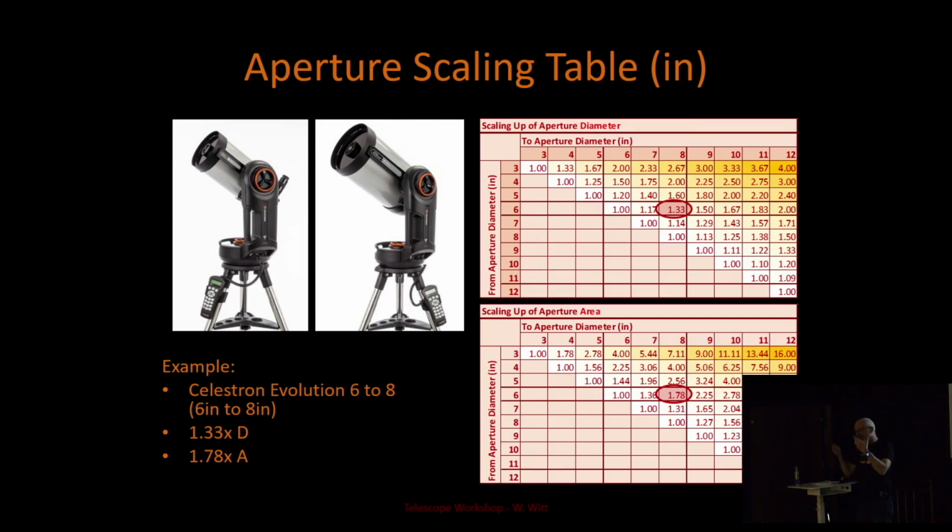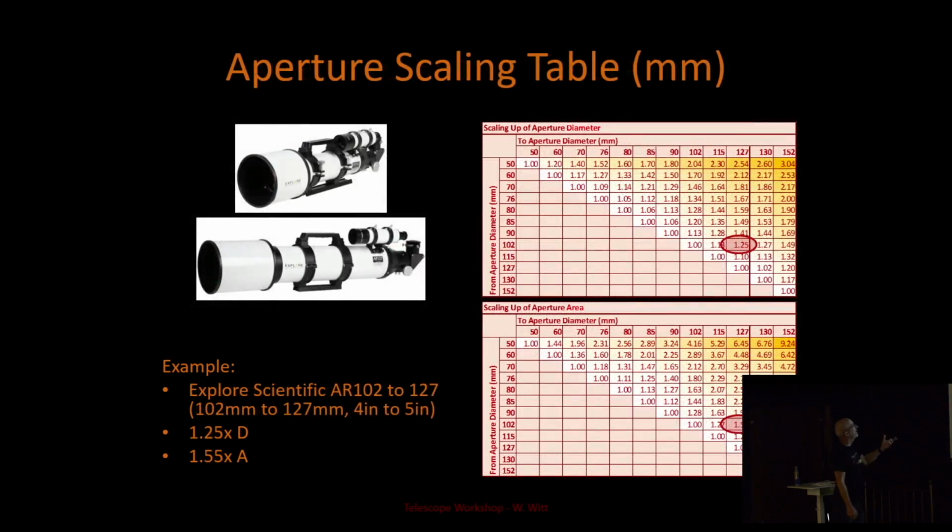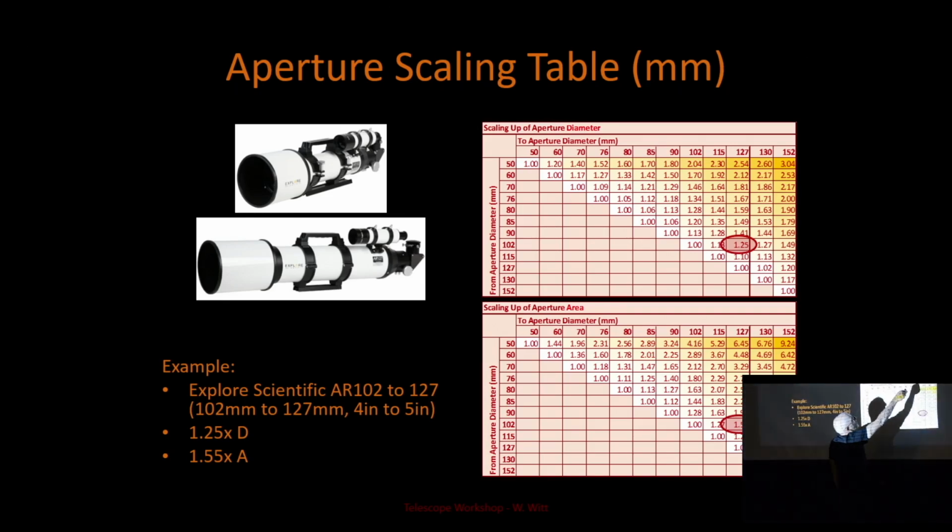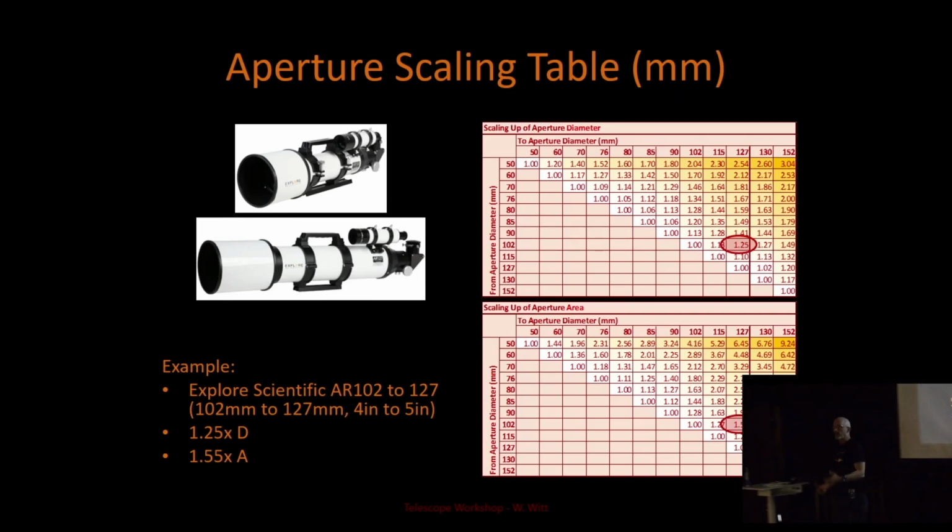Yeah? So it's important to keep that kind of stuff in mind. Same idea here. We're going from a 102 millimeter to a 127, or 4 to 5 inches. So the diameter scalar is 1.25, but the area scalar is actually 1.5x, a little more.